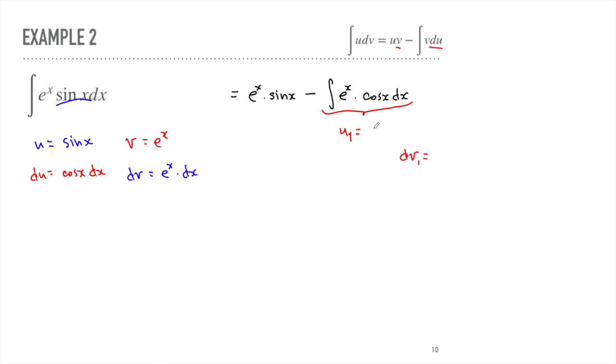So ganun pa rin. LIATE, first choice natin ay yung trig function, so cosine x. dv natin lahat ng natira: e to the x dx.